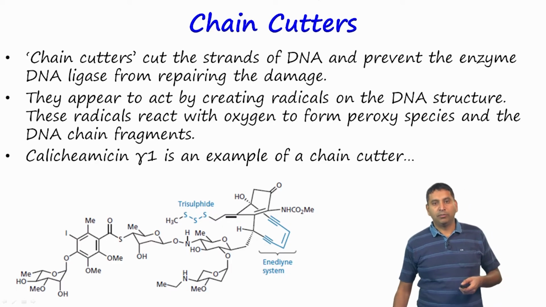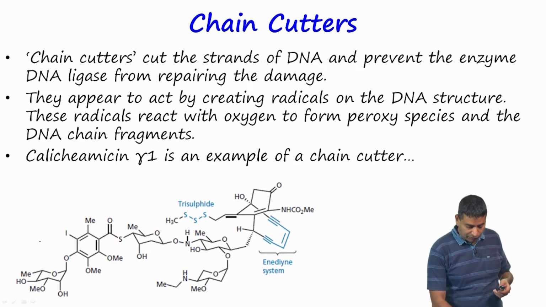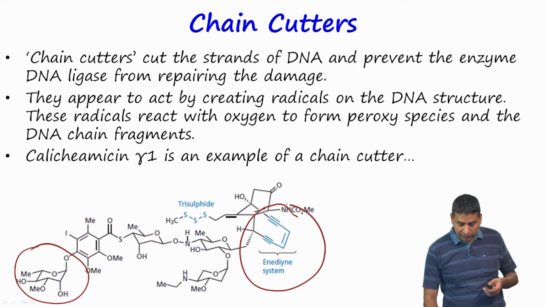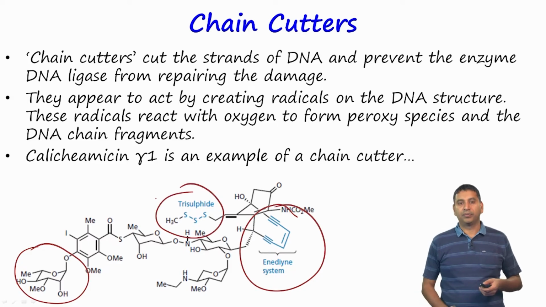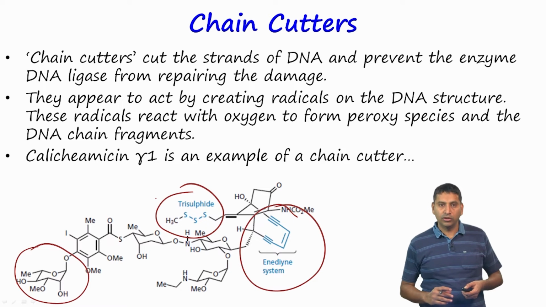Here is an example of a chain cutter, where you can see that it has a very large structure, with a number of components. It has a sugar unit, a very unique ene-diyne system, and an important trisulfide pendant group. We will now look at how this compound works.